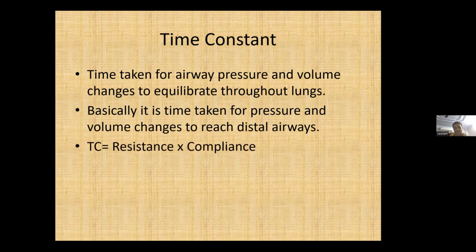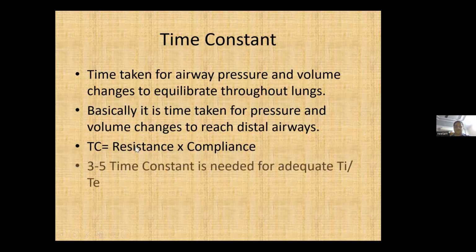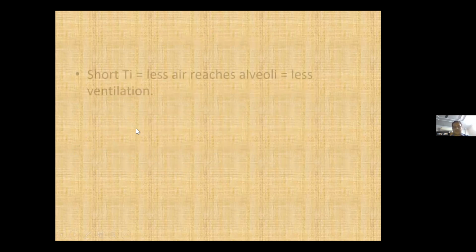Time constant is nothing but the product of compliance and resistance, okay. Today there are a lot of formulas, it is more of physics, but these are all basics of mechanical ventilation. So time constant is nothing but a product of resistance and compliance, and usually it takes 3 to 5 time constants to achieve adequate inspiratory time or expiratory time, okay. I'll clear this more. So keep this in mind that time constant is nothing but resistance into compliance, okay.